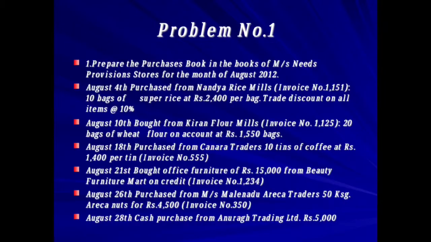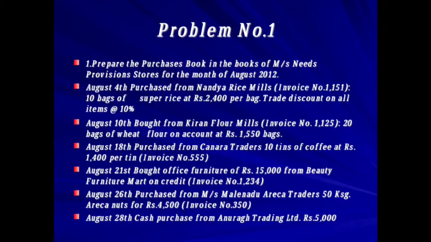Then next you have August 21st, bought office furniture for rupees 15,000 from Beauty Furniture Mart. Okay, and invoice number 1234 they have given. Now this entry we are not going to record in our purchase book. Why? Because it is a furniture asset. Only goods which we purchased on credit basis we are going to record in a purchase book. So as it is an asset, we won't record it in the purchase book.